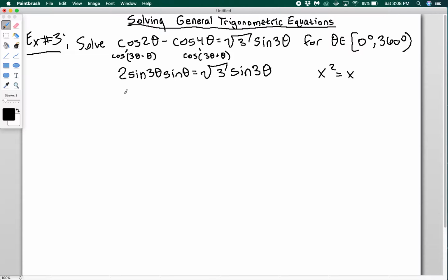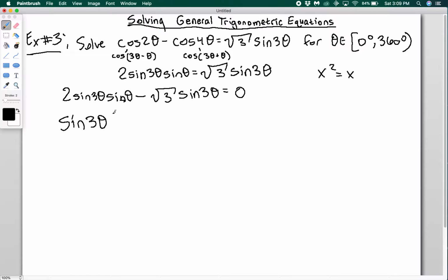So instead what we're going to do is I'm going to bring this over. So I'm going to have 2 sine 3 theta sine theta, that's a bad sign, minus root 3 sine 3 theta equals 0. And then I'm going to factor out the sine 3 theta instead. So I have sine 3 theta, 2 sine theta minus root 3 equals 0.